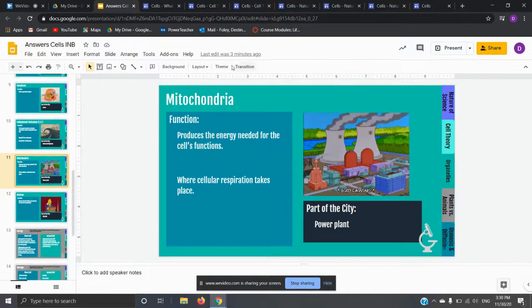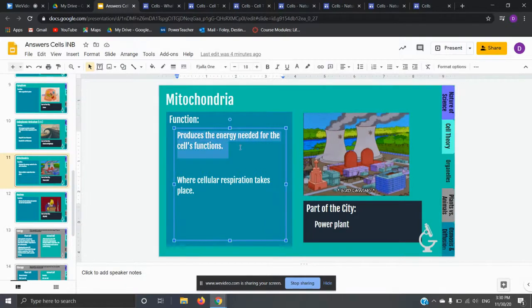Slide 11 is the mitochondria. The mitochondria produces the energy needed for the cells to function. This is your powerhouse. So this is where cellular respiration takes place. We'll learn more about cellular respiration later after holiday. And the part of the city that the mitochondria is like is the power plant. It makes the energy, or the ATP, which we'll learn about later in the slides a little bit. ATP is the chemical used in cells to make energy.